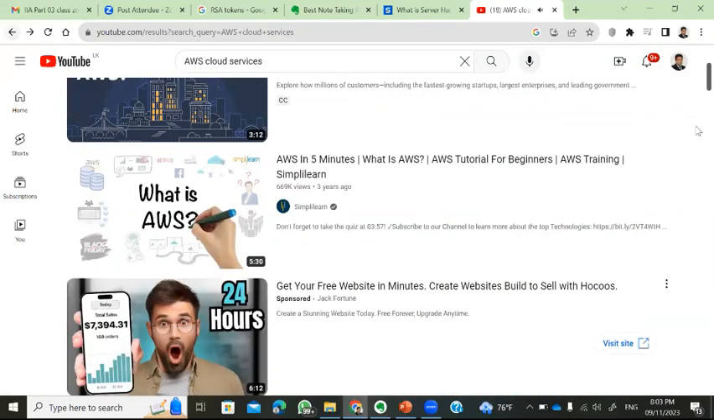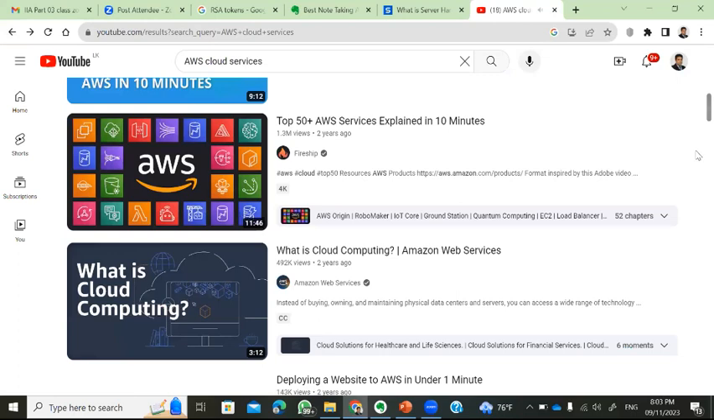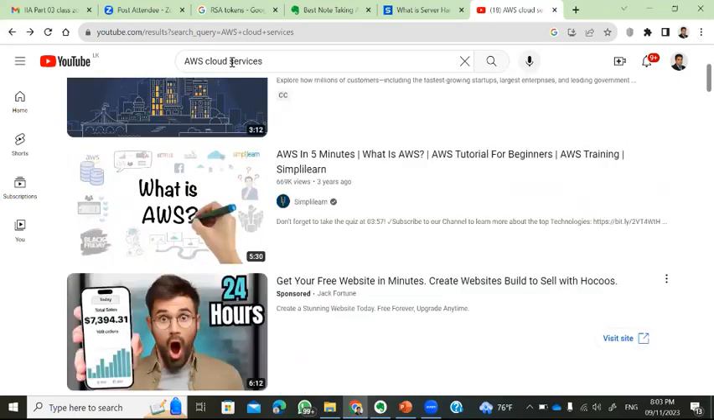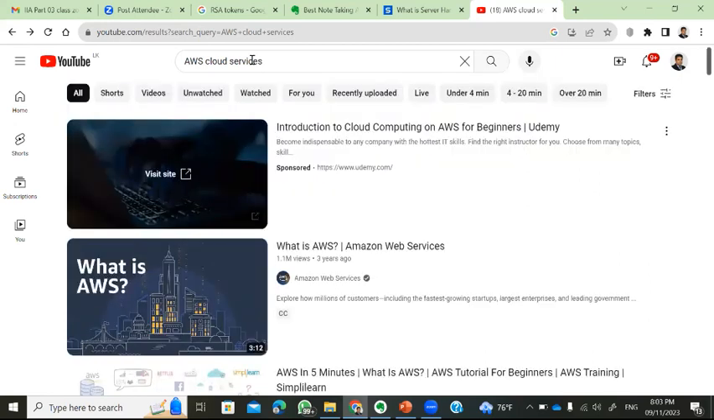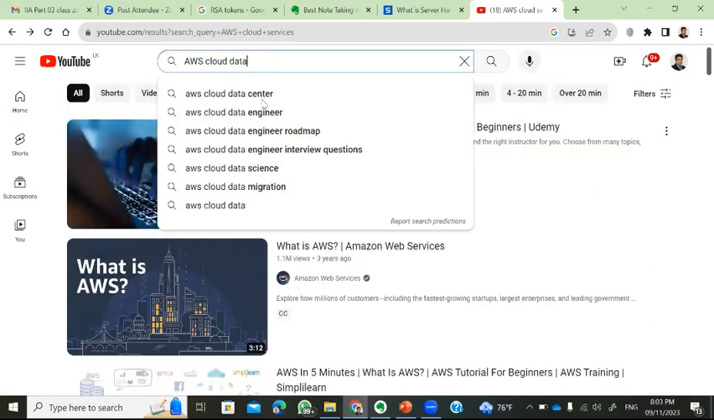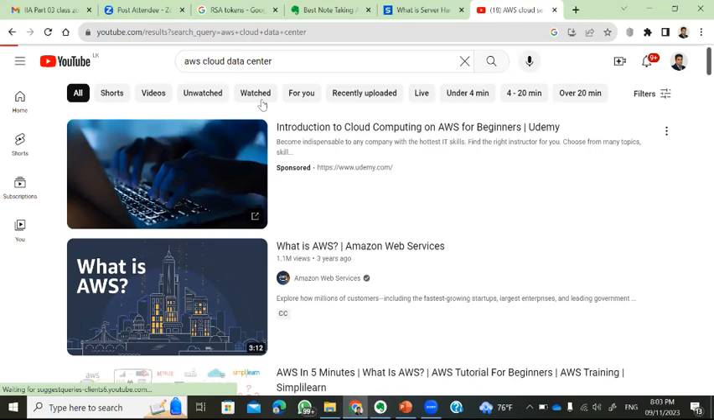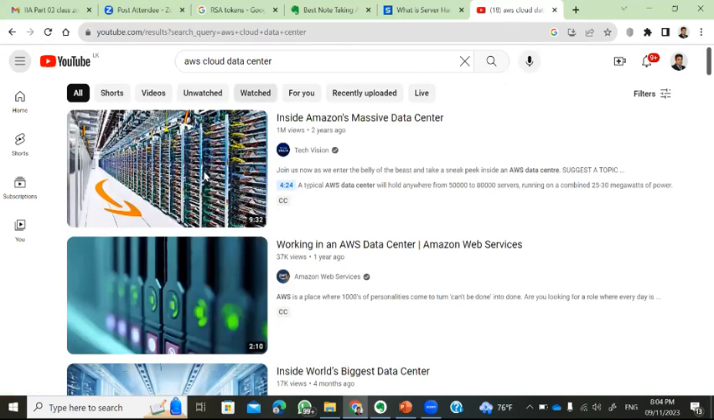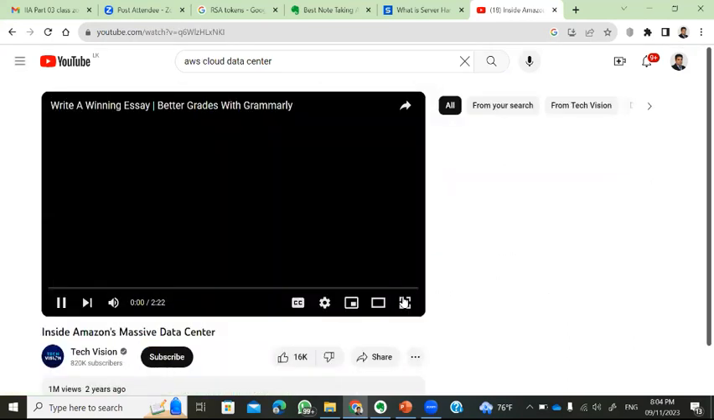So, you can just go and see how big these cloud data centers are. You can see videos on that; it's massive, these Amazon massive data centers, the power and cooling.